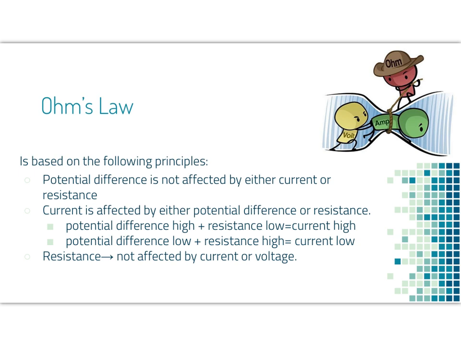Ohm's law is based on the following principles. The potential difference or voltage is not affected by either current or resistance. It is something that is given. Current is affected by either the potential difference or the resistance. If the voltage is high and the resistance is low, we have a high current.